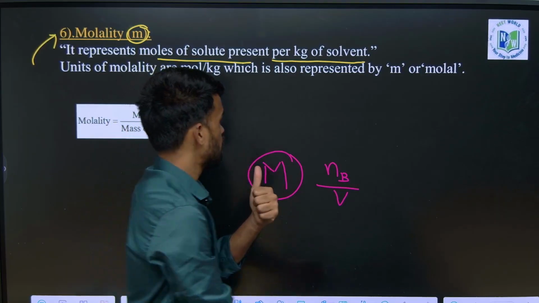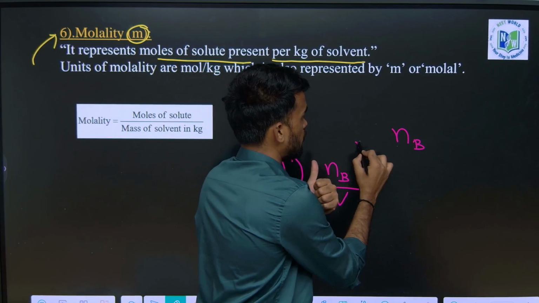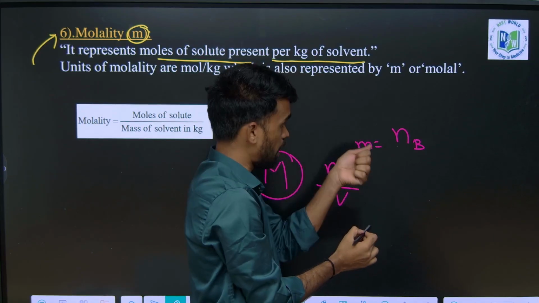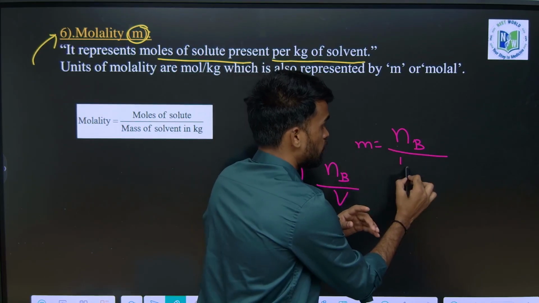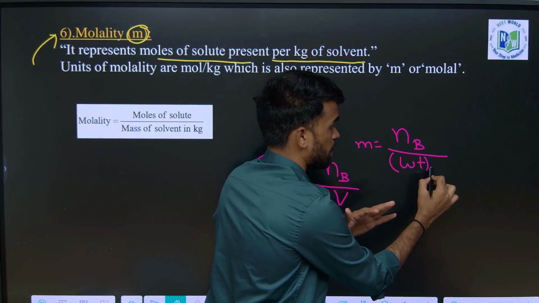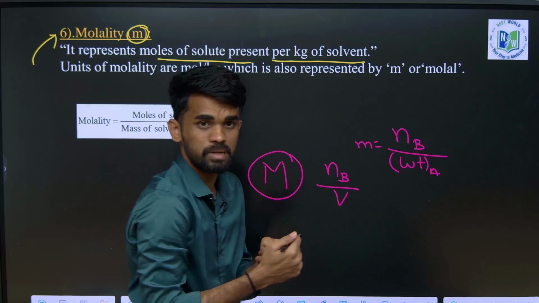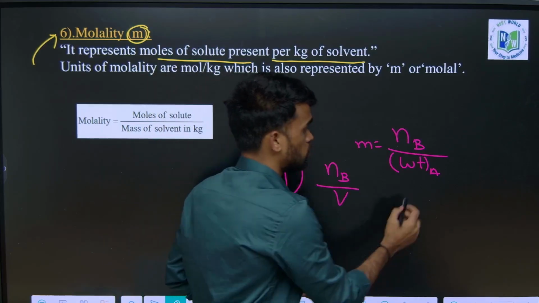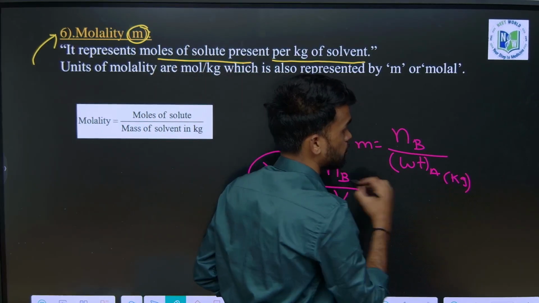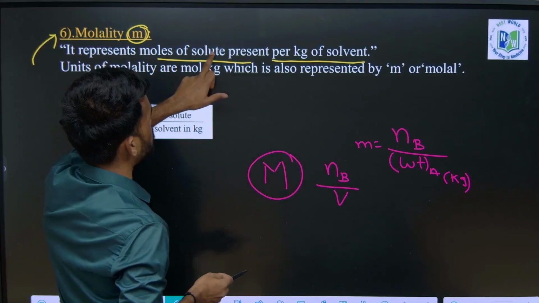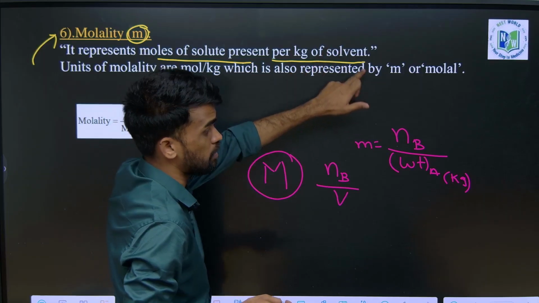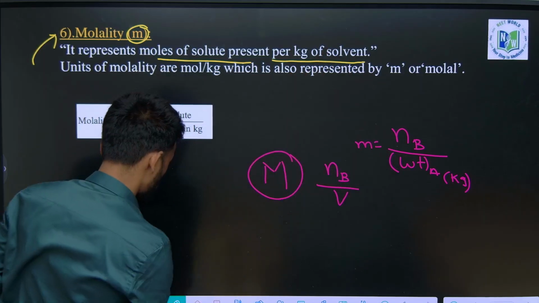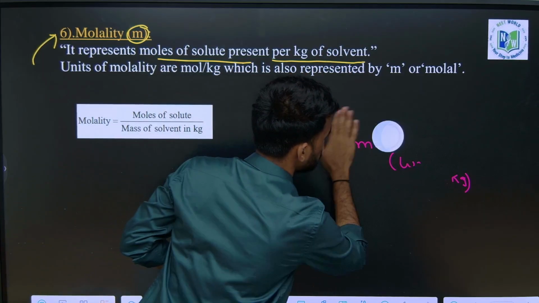Here, when it comes to molality, I am saying the number of moles in 1 kg of solvent. It means the weight of solvent, and solvent can be represented with A, in terms of kgs. So it represents the number of moles of solute present per kg of solvent. You have to take it like this. Let us make it more clear.